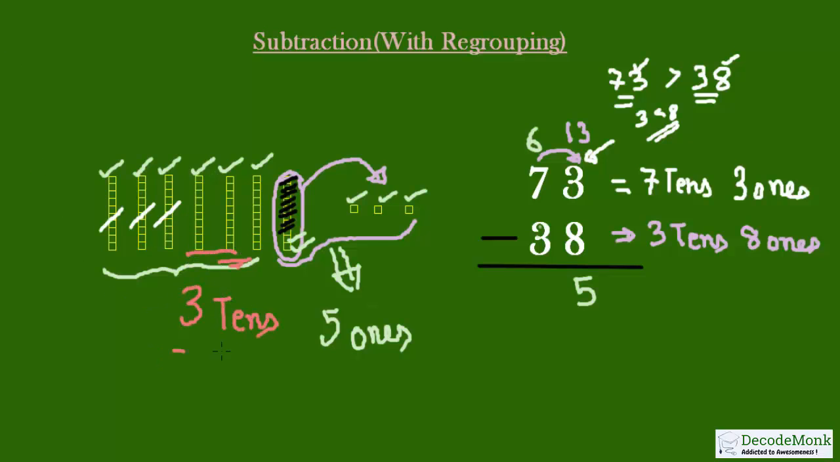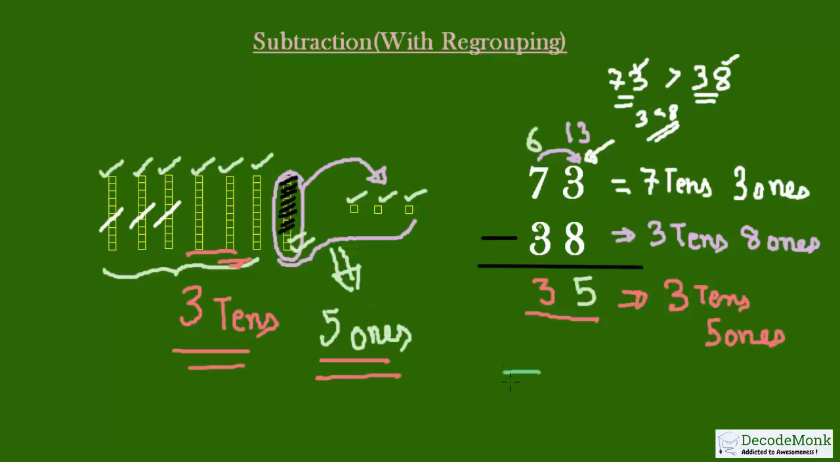3 tens and 5 ones. So we can write 6 minus 3 is 3. So the answer is 3 tens and 5 ones, or simply we can write 35. I hope you have understood the essence of regrouping, or the meaning of carry. Why we carry and what is the real fundamental behind this carry.